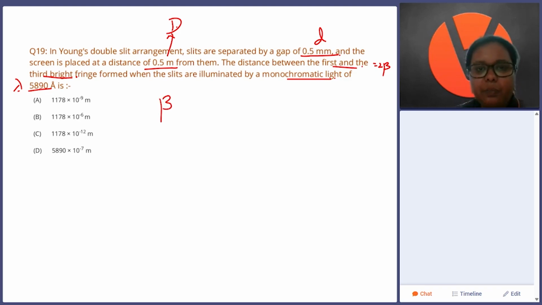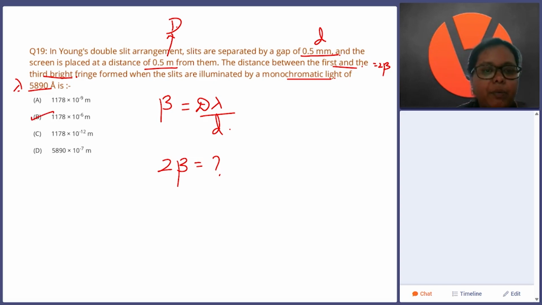So first we need to find the beta value. How will you calculate beta? Beta is equal to D lambda by d. Then you need to find the 2 beta value. So D, lambda, d, everything is given. So finally you need to find this 2 beta. The answer would be 1.178 into 10 power minus 6 meter.